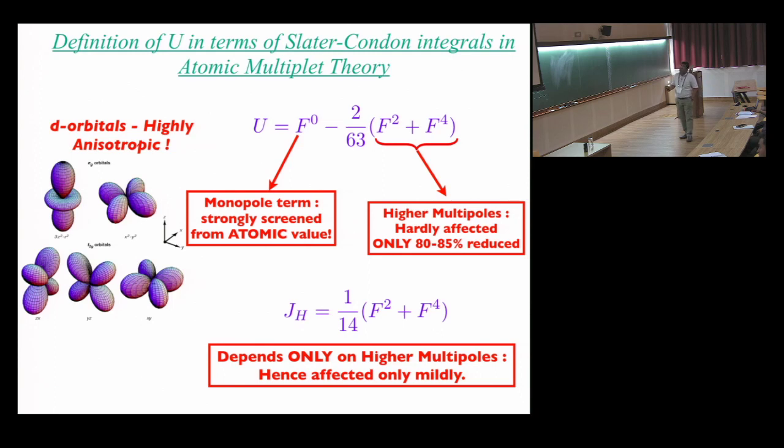So the Hubbard U in this kind of multiplet theory is defined in this way, where the major contribution you should note is the monopole term. Now, on the other hand, the Hund's coupling, which you're also familiar with, is entirely defined in terms of these higher order multipoles, where the charge at the site is not varying, but you're varying the relative occupancy of various spin orbitals.